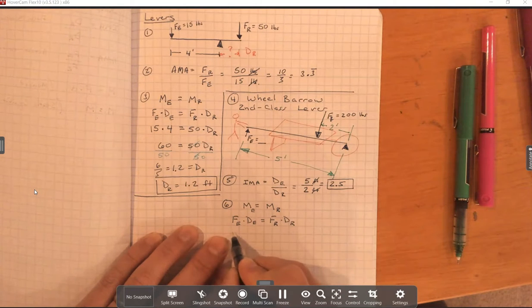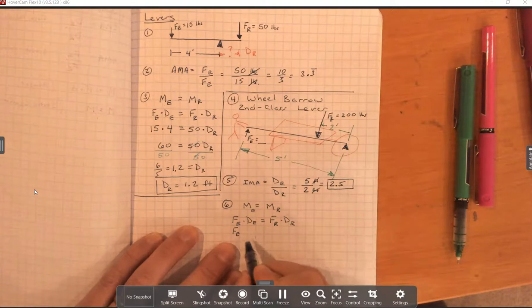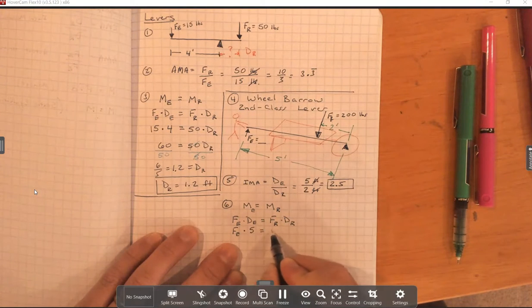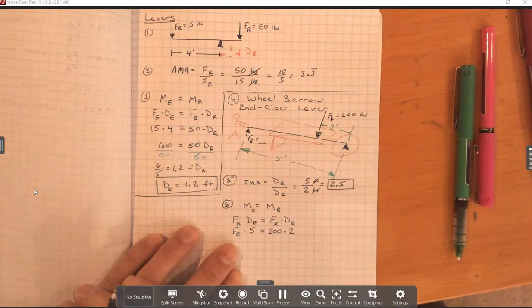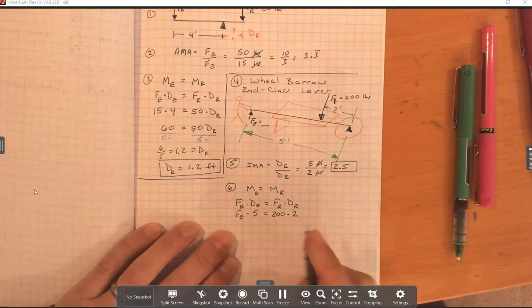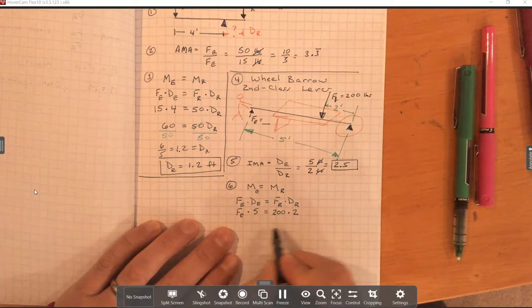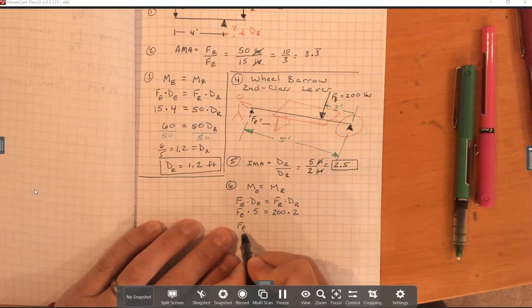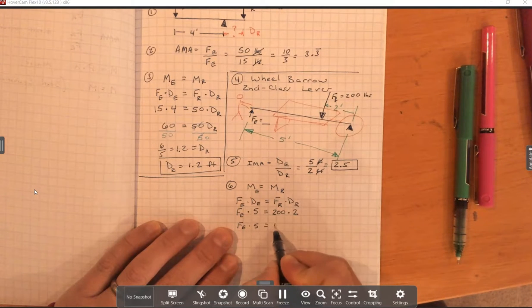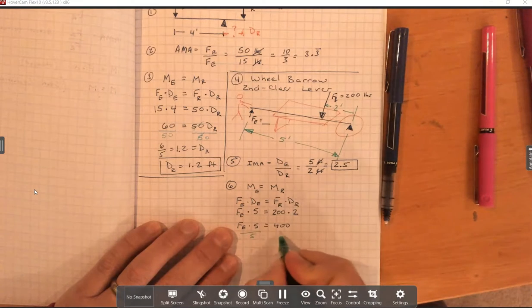So we don't have that effort force. That's what we're trying to figure out, how much it is going to take to overcome that 200 pounds of resistance. We do know that it's 5 feet from the fulcrum, and we know our 200 pounds of resistance was 2 feet away. So we've plugged in our knowns. We end up with what they asked us to solve for as our only unknown, so we're good to go. And we can just solve. I'm going to simplify the right side to be 400. And then I will show that we're going to divide both sides of the equation by 5.